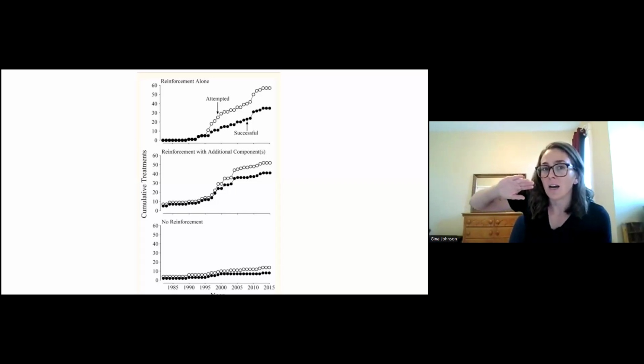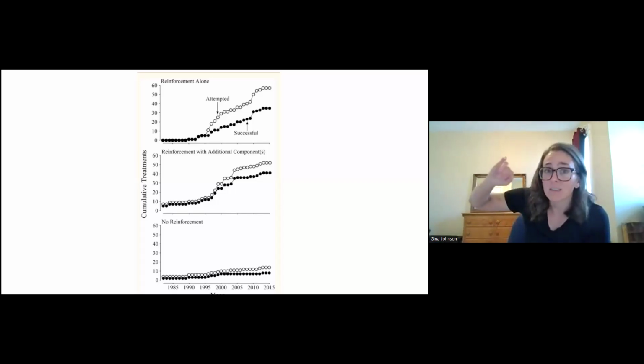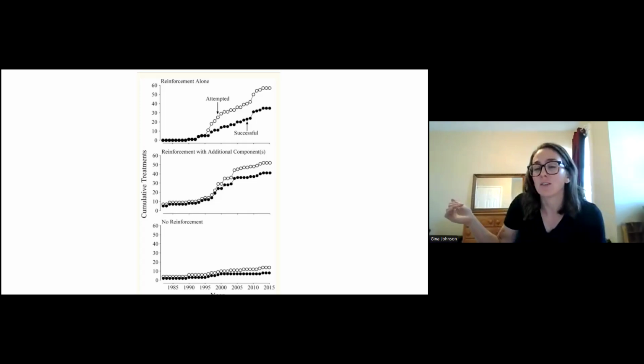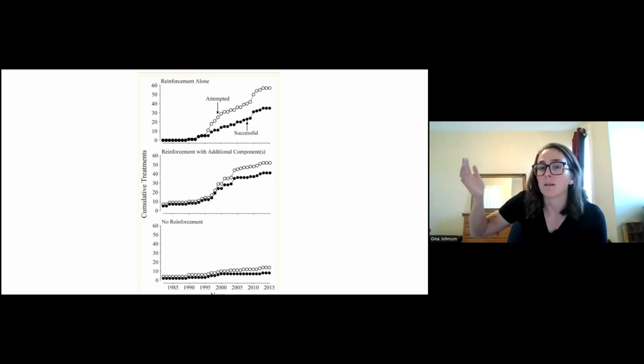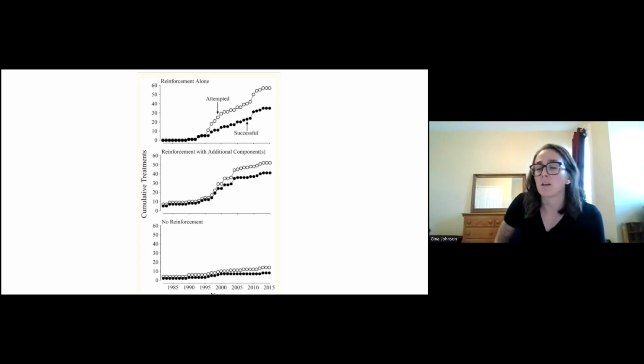So you can see reinforcement procedures alone, so with no extinction or punishment, have increased over time. The attempted have increased, and the successful treatments have increased over time. So we are seeing a slow increase in the effectiveness of reinforcement alone procedures, but we see a steeper increase in the use of reinforcement with additional components, and we see a smaller gap between attempted and successful. So there's a larger percentage of these interventions that are successful with additional components as compared to reinforcement alone.